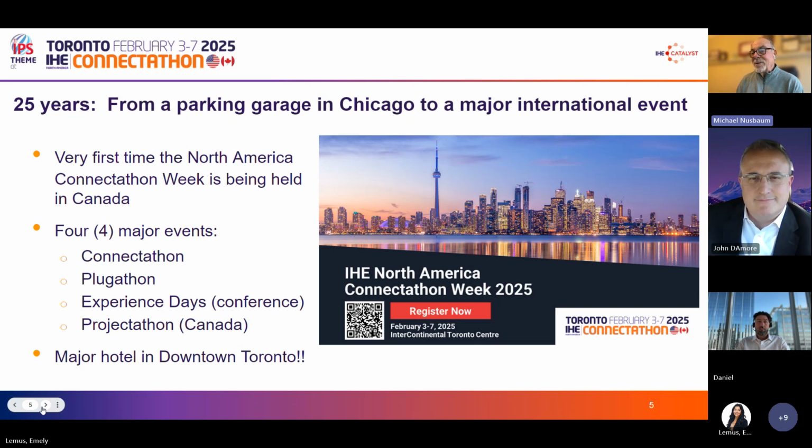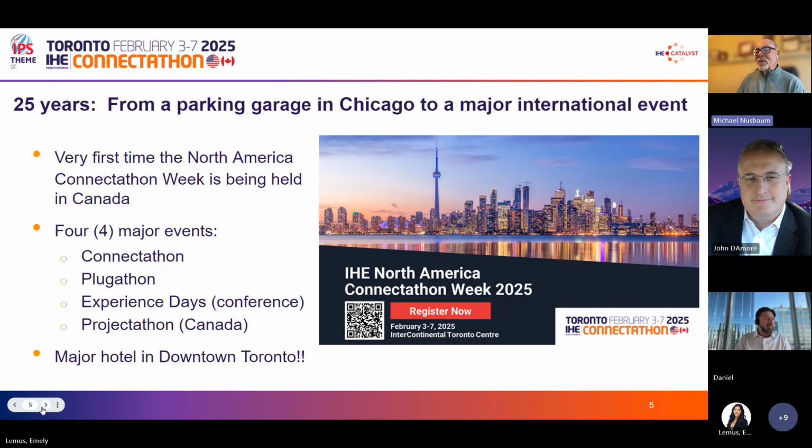But this is the very first Connectathon ever to be held in Canada. So we're actually thrilled to have it in Canada. As a Canadian, I can say that. Connectathons worldwide have been held in universities, convention centers, and hotels, a boat terminal, a former convent, and a former tram repair shop, and of course, a parking garage and a tent.